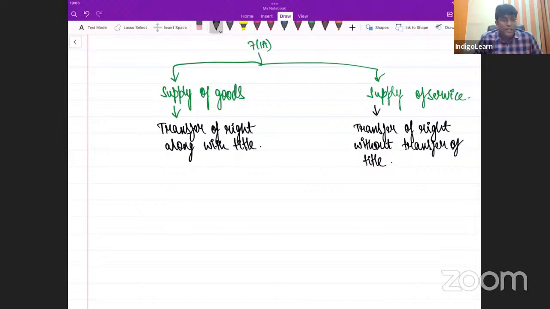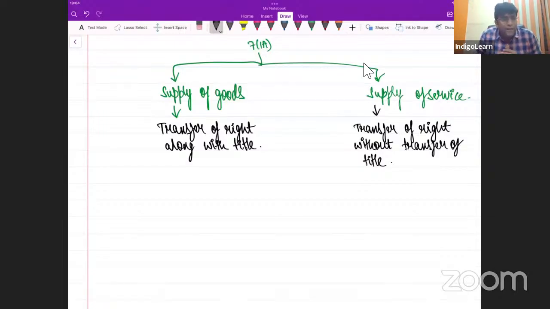I repeat, what's the line, sir? If there is a transfer of right without transfer of title, we call it as supply of service. So to call it as supply of goods, there should be a transfer of right along with transfer of title. But if there is only a transfer of right without transfer of title, we call it as supply of service. So to call it as goods, there should be transfer of title. If there is no transfer of title, we call it as supply of service.